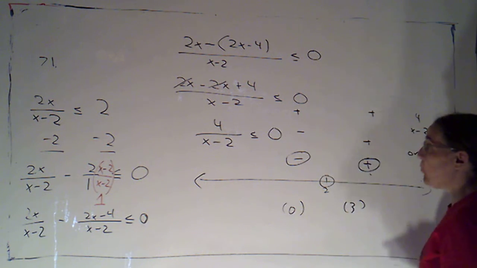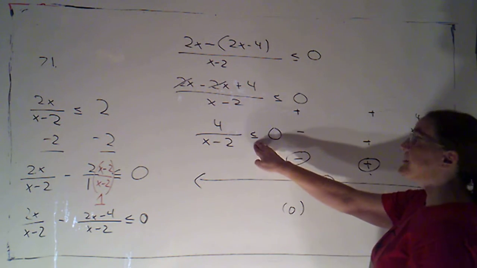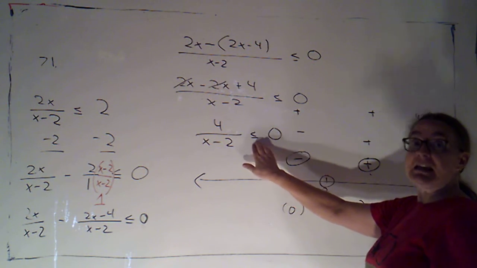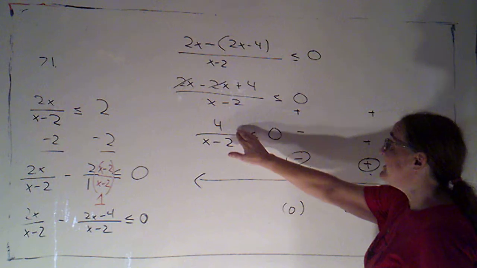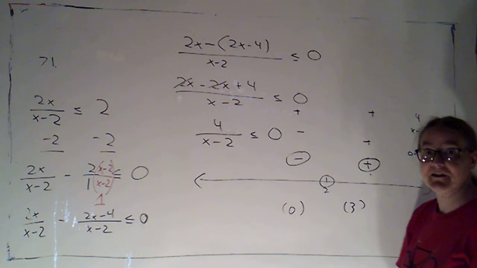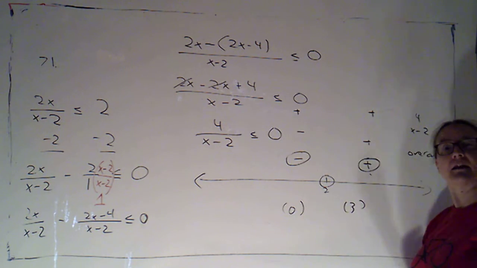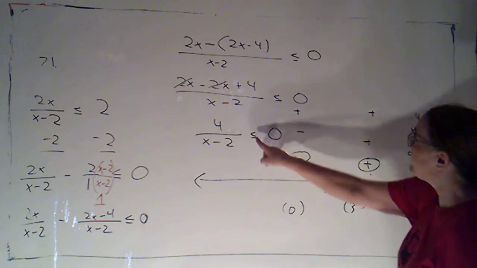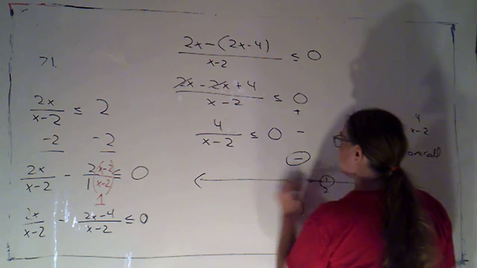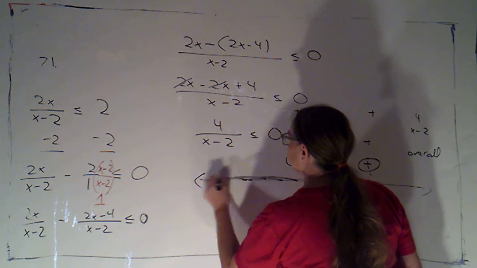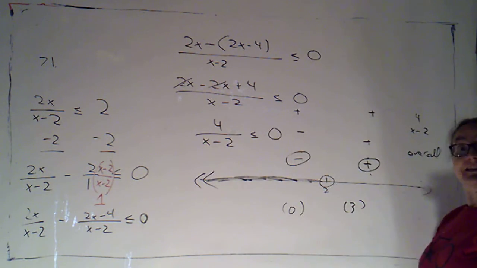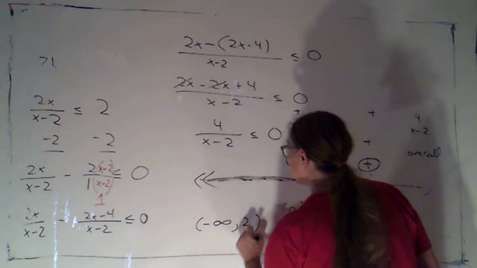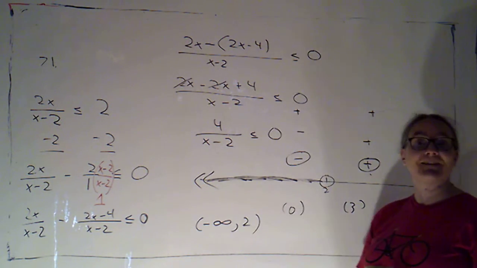Which sign did I want? Well, we wanted to know where this was less than or equal to 0. It's actually never equal to 0 because nothing can make the top equal 0. 4 simply isn't 0. That's a lovely property that 4 has. Okay, that's fine, but it is going to be less than 0 whenever it's negative. So in this case, we're getting just a single interval. That would be the interval from negative infinity to 2 with a parentheses around the 2.